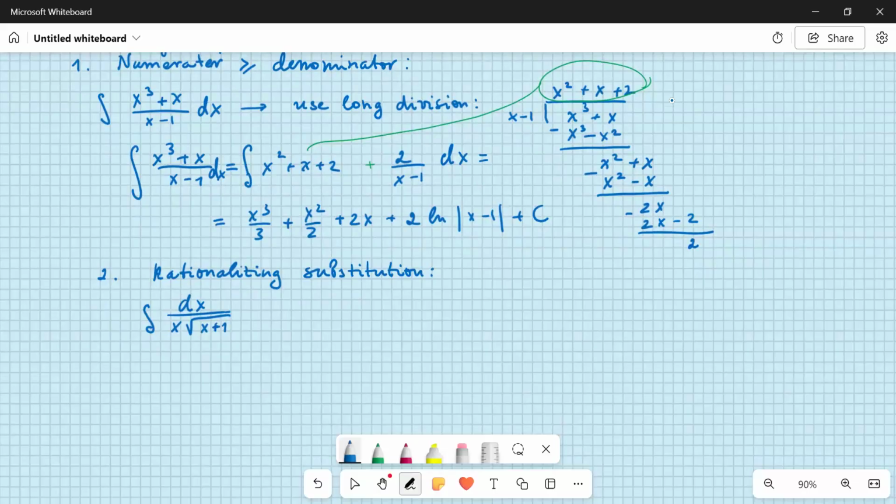How? Usually, guys, we are trying to label the whole inconvenient thing as a new variable. So my substitution is going to be u equals square root of x plus 1. Then u squared is going to be x plus 1.